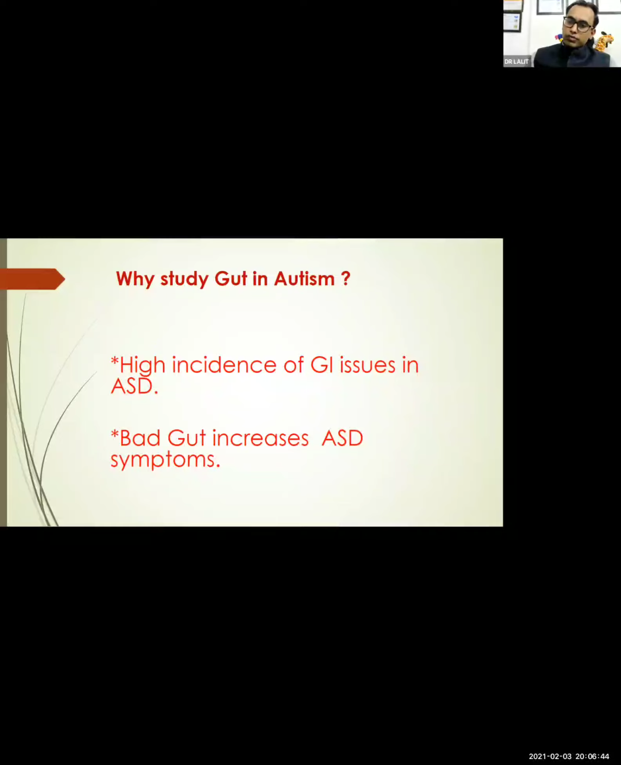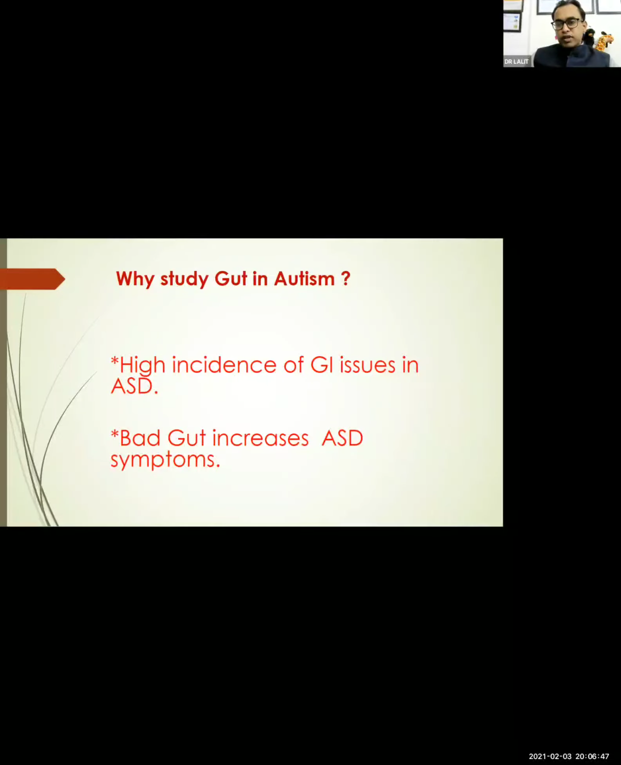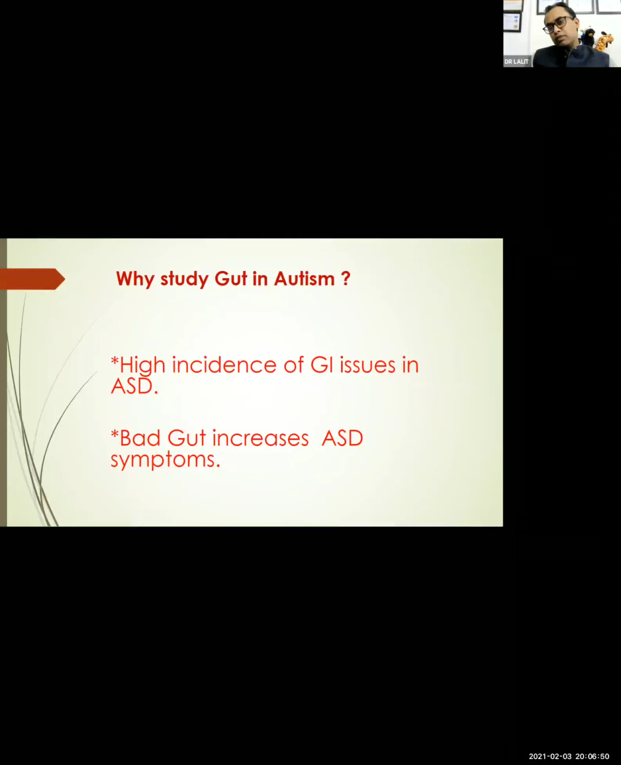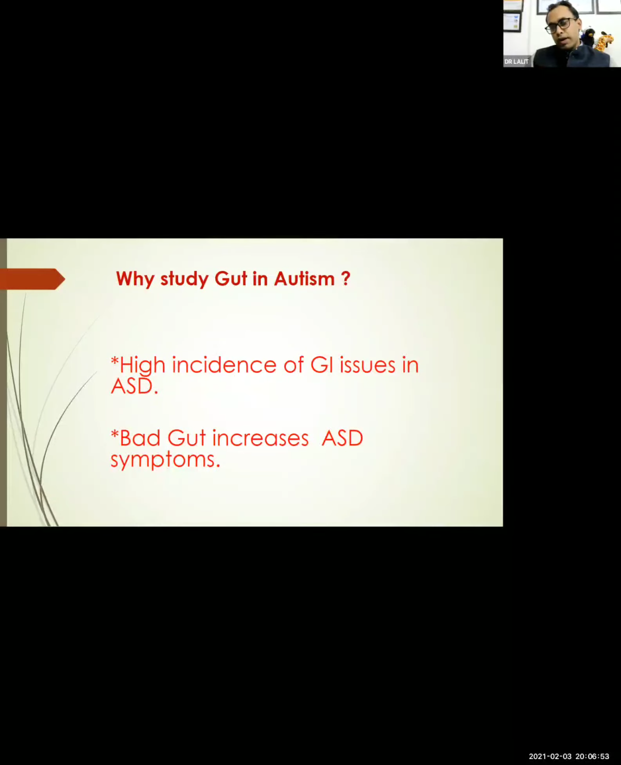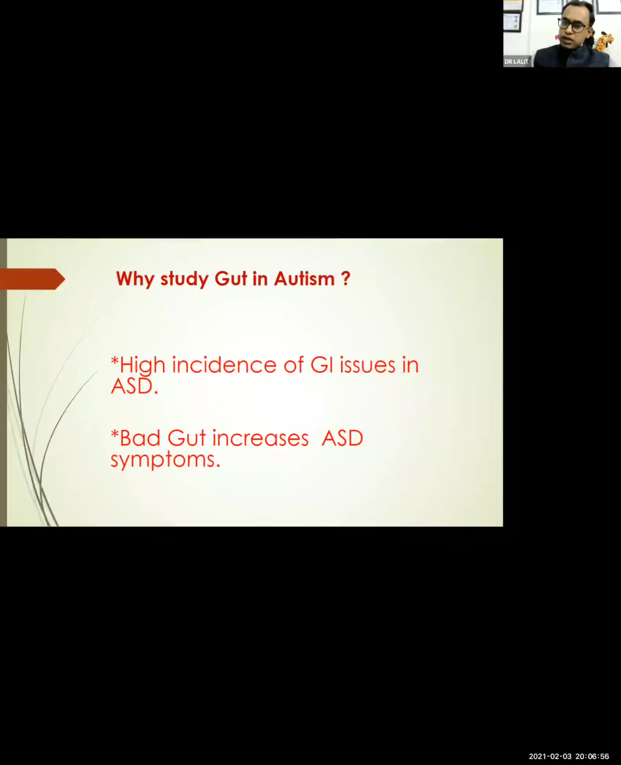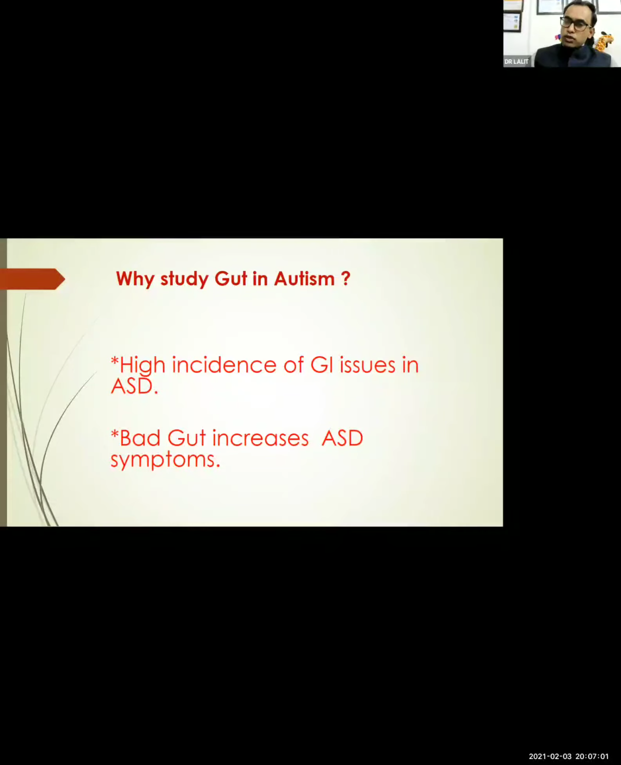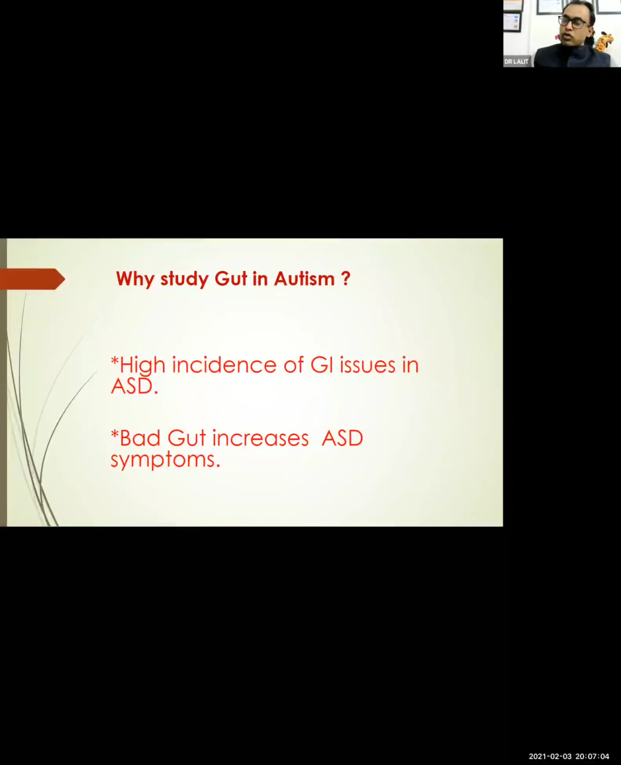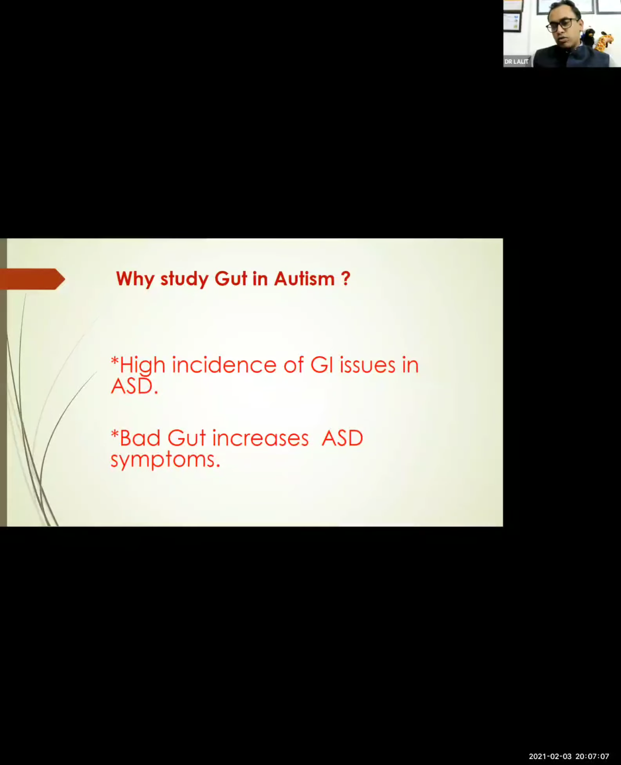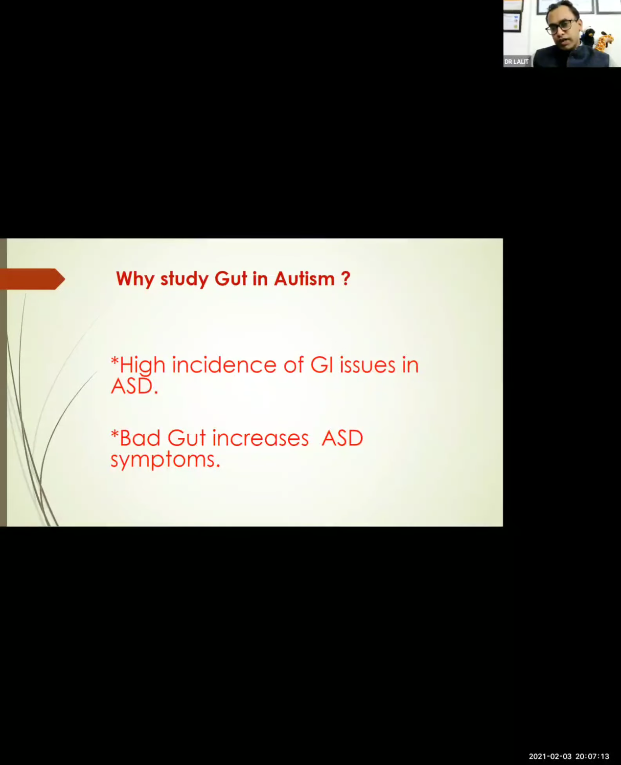Now the question comes: why do we want to study the gut in autism? Our approach towards treating autism has changed in the recent past. We are more towards gut healing, more towards looking at the gut microbiota, and more towards new terms like gut dysbiosis. The reason is that the incidence of GI issues is very, very high. As I've told, it is around 20 to 25%, which is quite high. And again, there is the relationship of the gut and brain axis. In very simple terms, if the gut is bad, the ASD symptoms can worsen. So a bad gut worsens the ASD symptoms. It doesn't cause them, but it can worsen the symptoms of ASD.